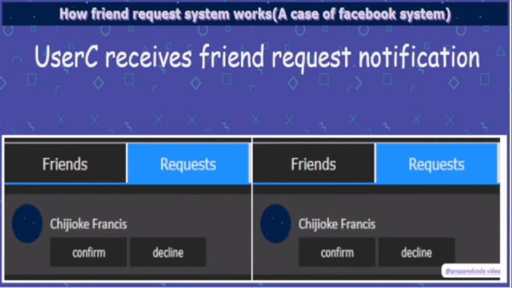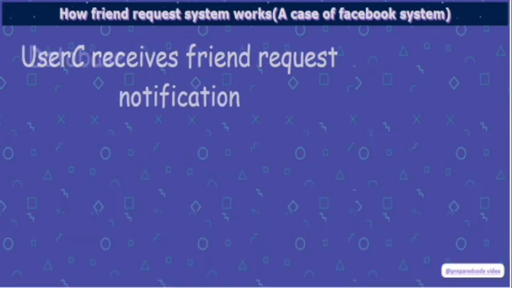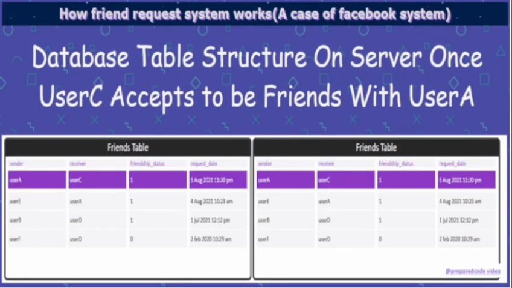Simply what Facebook will do is to say, okay, is there anywhere in the friend database where user A is sending a request to user C? Facebook will check the friend database. Okay, there is a place where user A is sending a request to user C, and remember, when that request was sent, the friendship status is 0. So once this information exists, where user A is sending a request to user C and user C is now confirming to be friends with user A, Facebook will update that particular column from 0 to 1, which means user C has accepted to be friends with user A.